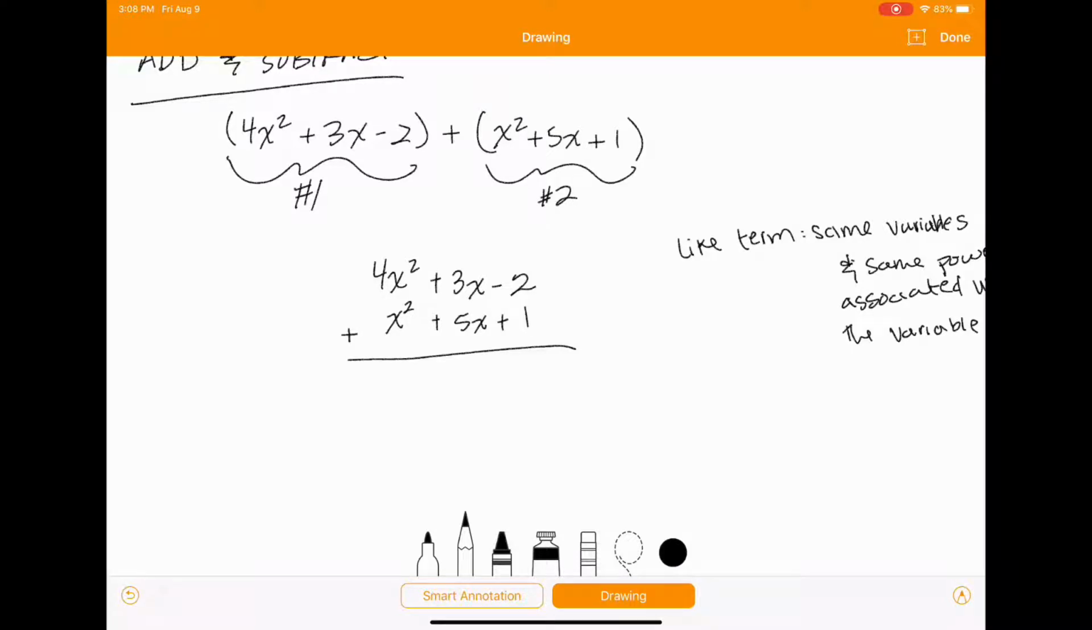And then of course you can only combine like terms. So you just add your coefficients and then add your variables after that. So 4 plus 1 is 5, so we've got 5x squared. And then 3 plus 5 is 8, so we've got a positive 8x. And then negative 2 plus 1 is going to be a negative 1. So adding those polynomials together, we get 5x squared plus 8x minus 1.